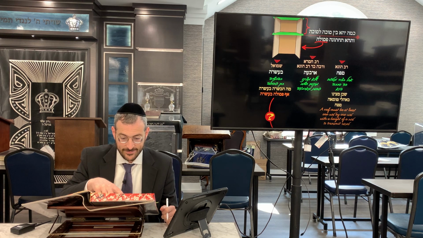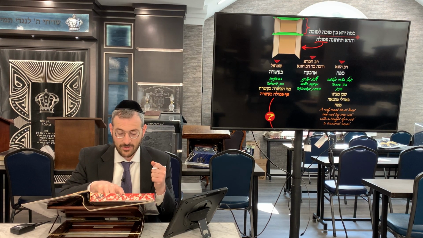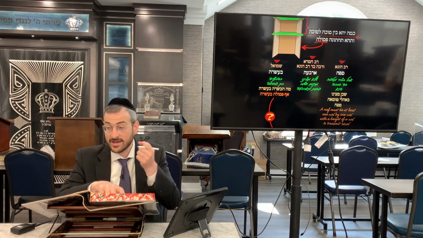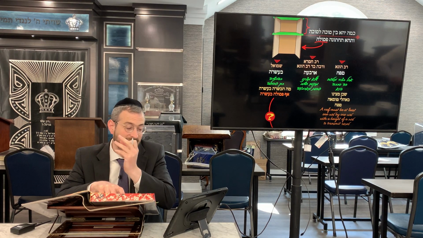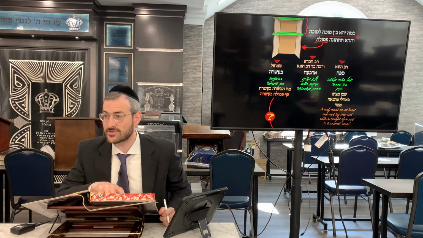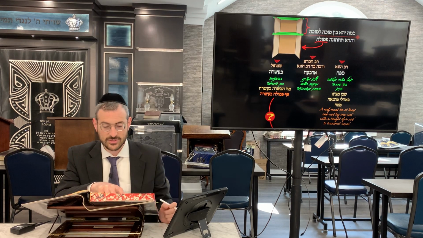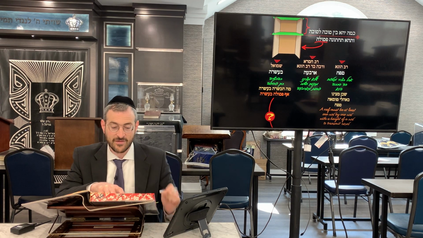Amar Rav Huna, Rav Huna says that it's a tefach, it's a handbreadth. Because if it's less than a tefach, it's really one schach. Because it's a little gap between one schach and another schach, that's not going to make it into another sukkah tachas sukkah. It would be considered as one schach. But if it's a gap of a tefach, that would make it.